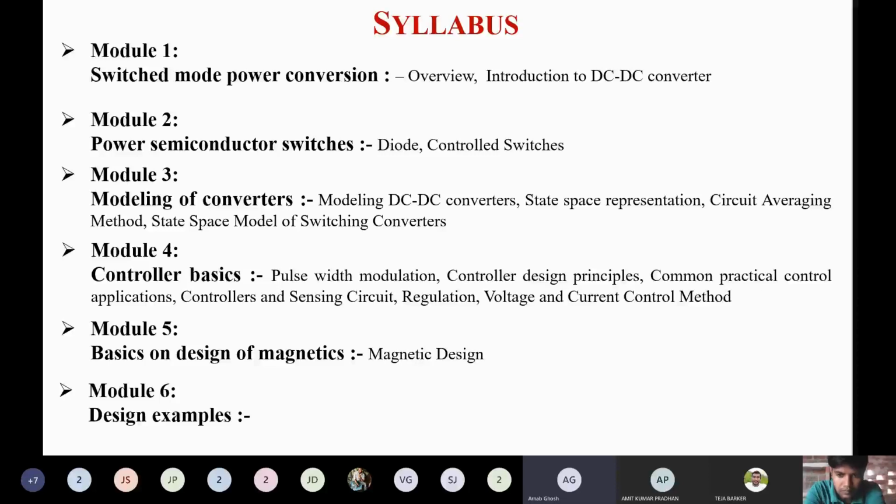So some error will be generated. That error will be passed through the controller or the compensator circuit, which compensates the error, and we get some control signal. After getting the control signal, that control signal will be compared with some repetitive signal. Sometimes you will compare it with a triangular signal, in voltage mode control.